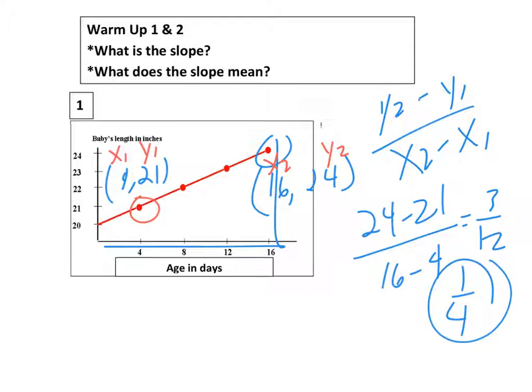So if you had to write it in words, for every 4 days, the baby grows another inch. Because again, the y's are the inches in length, that's the top. And the age is the bottom here. So every 4 days, the baby grows another inch. That's what it would mean in words. You want to write that down. Every 4 days, the baby grows another inch.